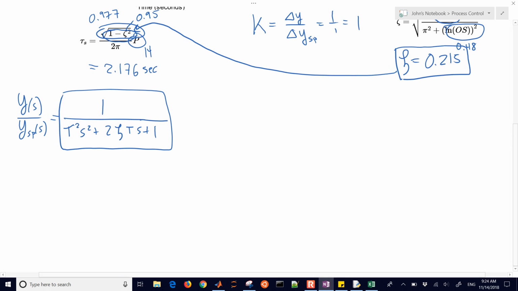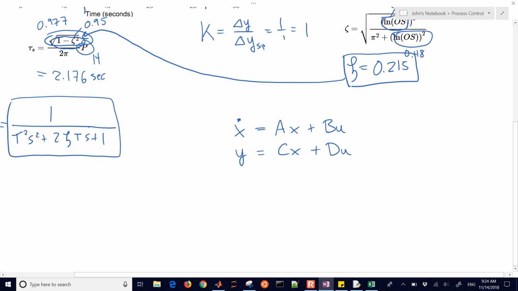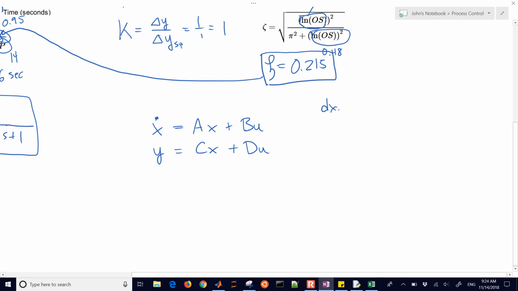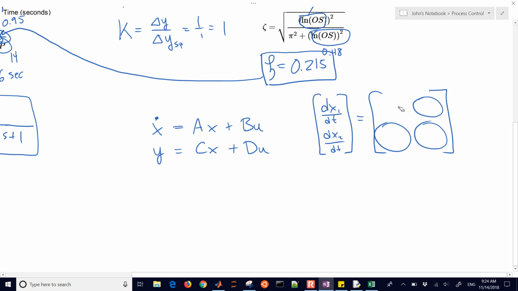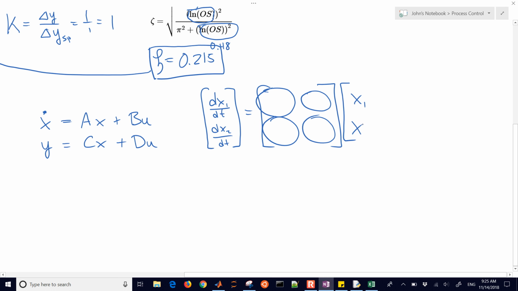So if you recall, our state space form is going to be x dot, that's dx dt, equals Ax plus Bu, y equals Cx plus Du. And because it's a second order system, we're going to have two states there. So I'm just going to write it out in a little bit more detail. dx1 dt, dx2 dt. And then we're going to have four different coefficients here. I'm just going to put big circles to fill those in. Those are not zeros. Those are just blank spots there that we're going to fill in. And then we're going to have x1 and x2 plus, and then we'll have two blanks here times our u value.